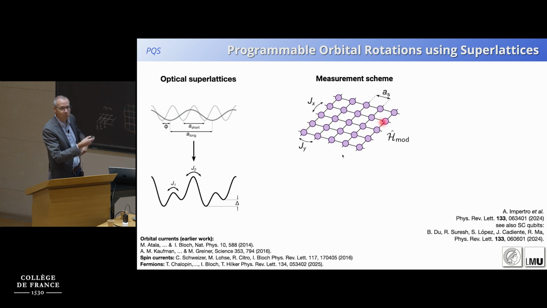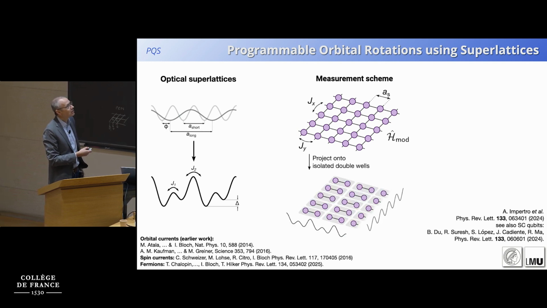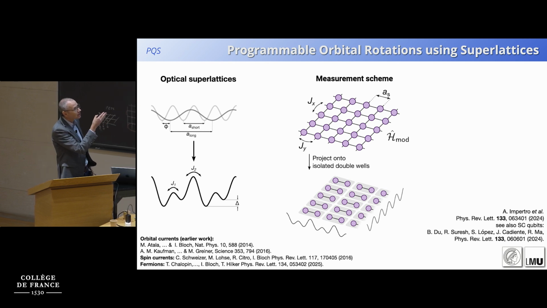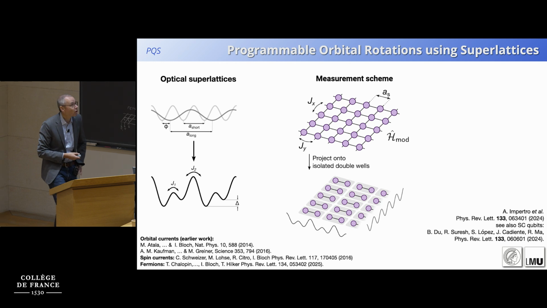This is the 2D system, again, what Antoine's talking about. There will be some currents flowing, or some occupations. And now by separating this system, projecting it into an array of double wells, we can manipulate those double wells and measure the currents on these bonds that I show you here.